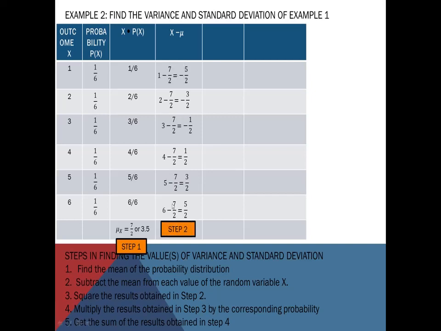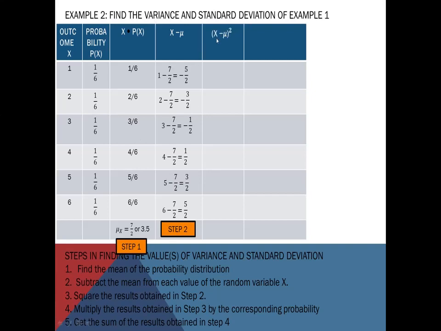Now, in step number 3, class, we need to square the results obtained in step 2. So, these are the results, right? We have them from step 2, so we're going to square them. Meaning, we're going to multiply the fraction by itself twice.